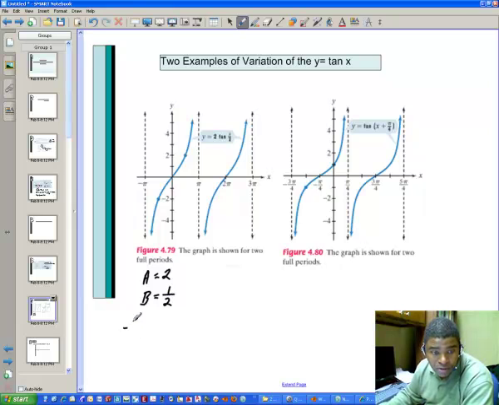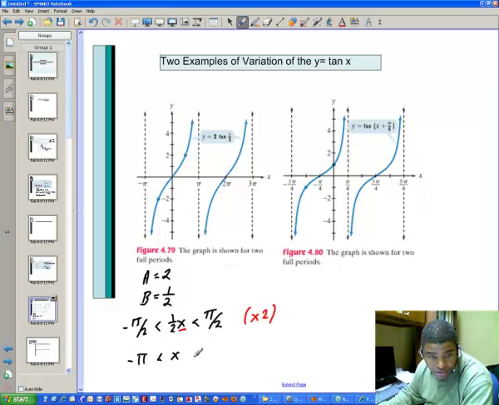So if we put it in the formula, negative pi over 2 is less than, remember this is bx minus c, so it's 1/2 x, there is no c value there, is less than pi over 2. We want to solve this for x, so we multiply each term by 2, and if we do that, we have negative pi is less than x, which is less than pi.